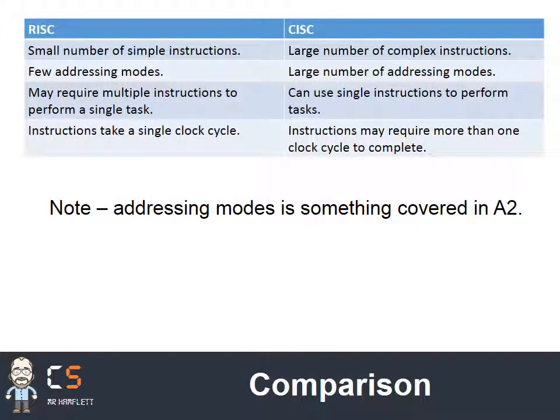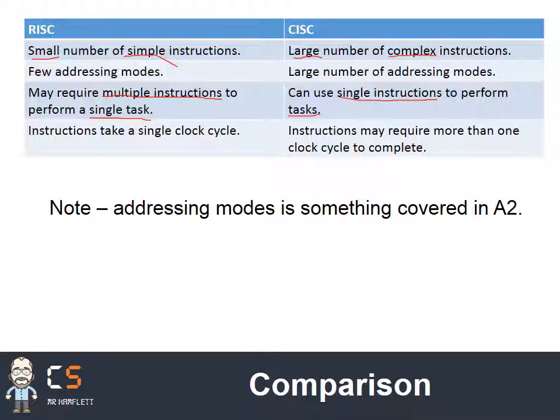So it's worth having comparisons. There's not a huge amount you need to know for RISC and CISC apart from what they are and what's different about them. RISC has a small number of simple instructions. CISC has a large number. So you can see there's a very simple thing. Also notice it's simple and complex, so it's almost a polar opposite of each other. I'll come back to addressing modes in a moment. RISC may require multiple instructions to complete a single task. CISC can use single instructions to perform tasks.